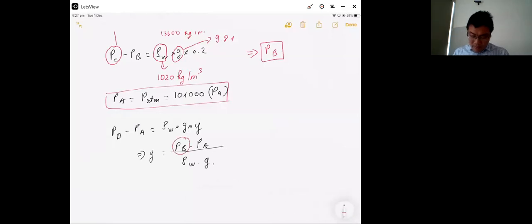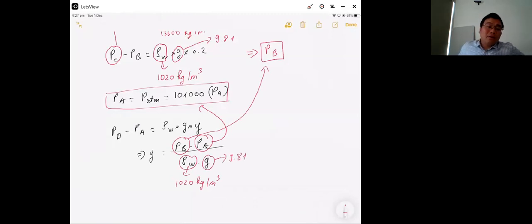With PB and PA, the density of seawater is 1020 kilogram per meter cube, and g is 9.81. So you can find Y. Okay, this one is pressure variation.